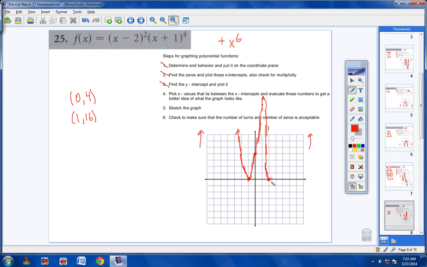I'm going to go ahead and check what the graph does at 3, 4, and 5 on my table of values, and it's probably shooting up. Yeah, at 3, it already goes up to 256. So, I mean, it's going basically straight up in the air. Okay, so there we go. We have graphed it, and let's go ahead and do some checks here real quick. Number of turns is 1, 2, 3, and the most you could have was 5, so we're good there. The maximum number of zeros was 6, and we only have 2, so we're good there.